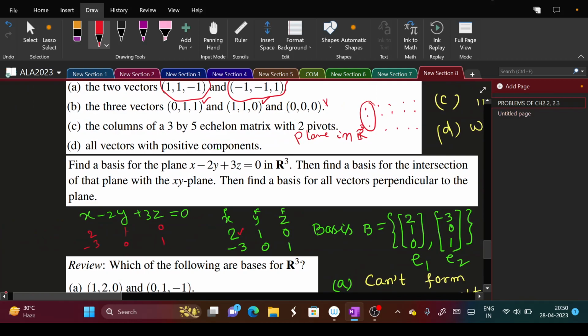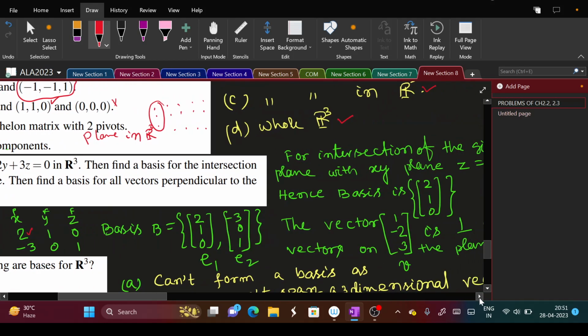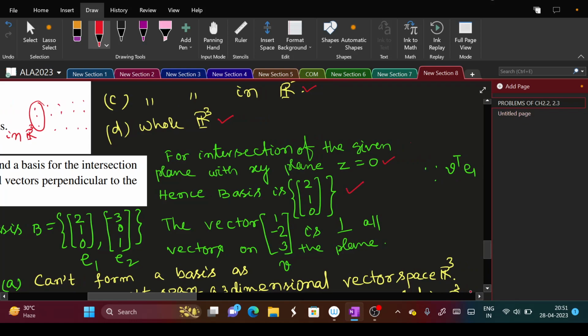So this component is 0, y is free and x value is 2. So only one vector, we will get only one free variable. That one vector is (2, 1, 0). So hence the basis of the intersection of the given plane with the xy plane is the span of (2, 1, 0).